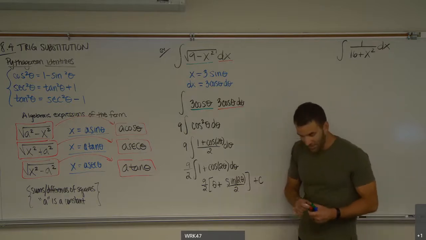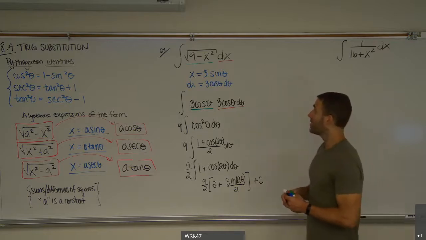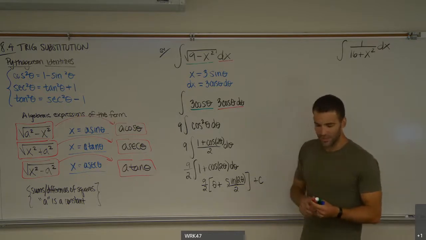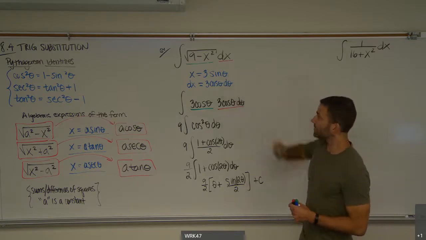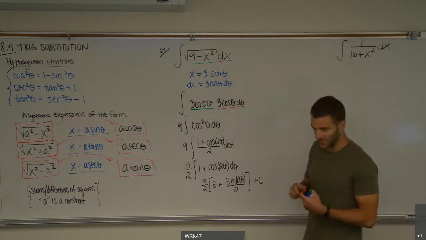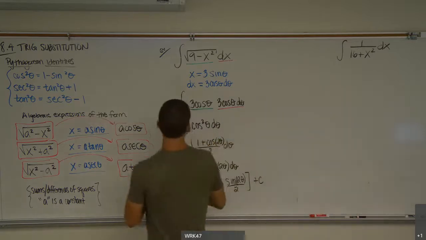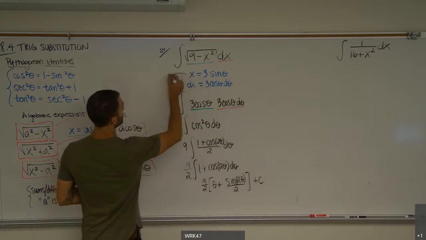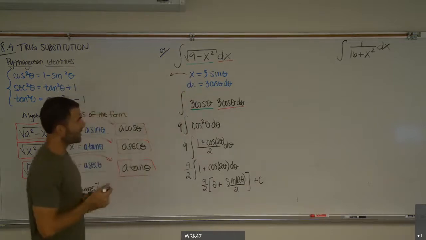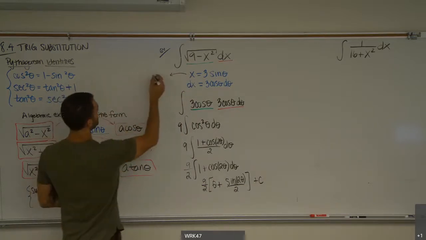Now back substitution becomes a little bit more difficult here because I need to replace theta by what it is in terms of x, which isn't explicitly written here as you have with u substitution. So in this case, we need to do a little bit of algebra and trigonometry to solve this for theta. I would divide both sides by 3.